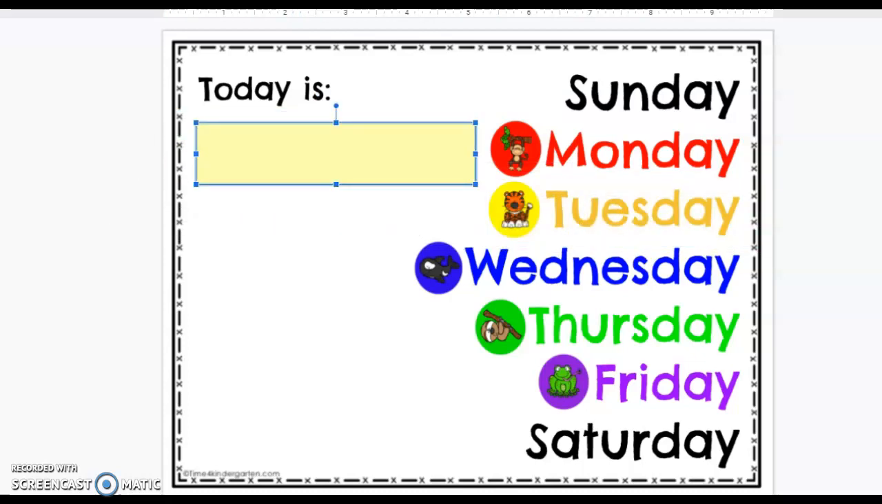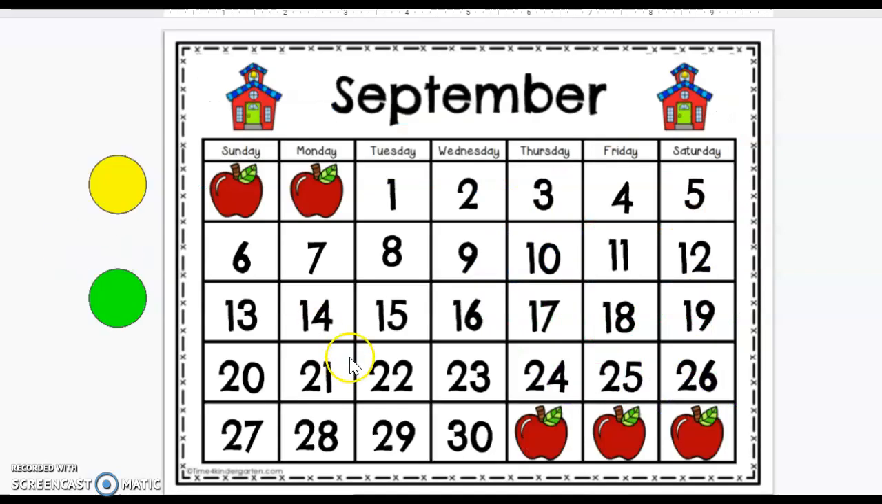How I can find my day of the week is I can look back at my calendar. Remember, number one was on Tuesday. Whatever day of the week it is, it goes under the name of the day of the week on our calendar. So all the Sundays are in this line.